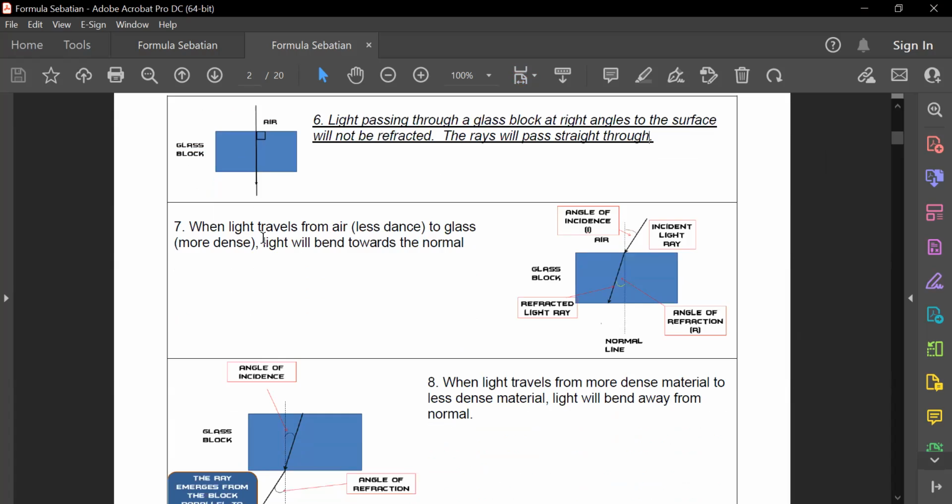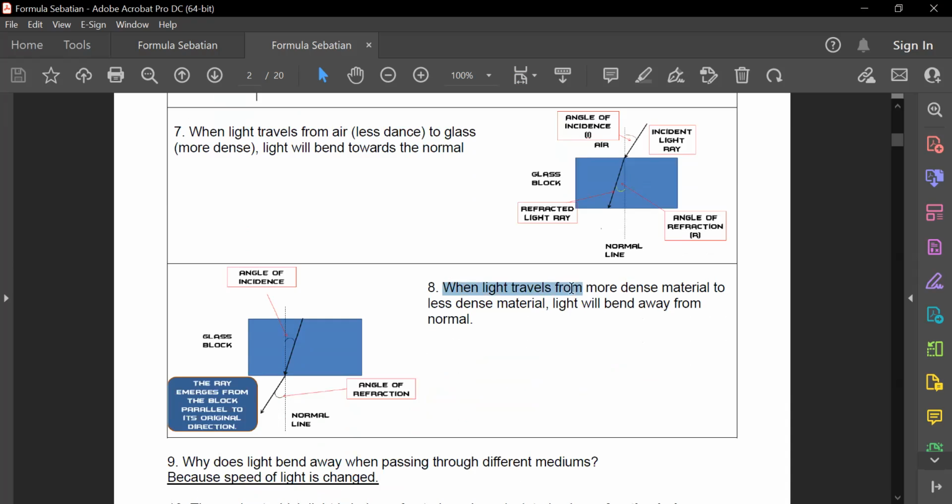Logical, makes sense. When, however, the light travels from air, which is less dense, not less dense, guys, it's clearly a typing error here. It's from less dense air to glass, which is more dense. Light is actually going to bend towards the normal. It will bend closer towards the normal here. And finally, when the light travels from more dense material to less dense material, in this case the more dense is obviously the glass, the less dense is obviously the air, light will bend away from the normal. It will bend away from the normal here. Okay, everyone?